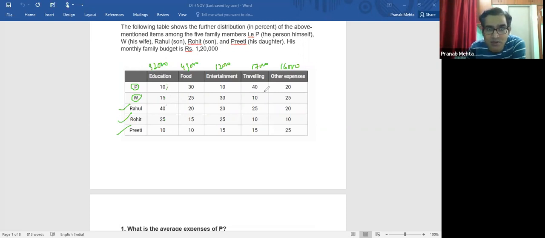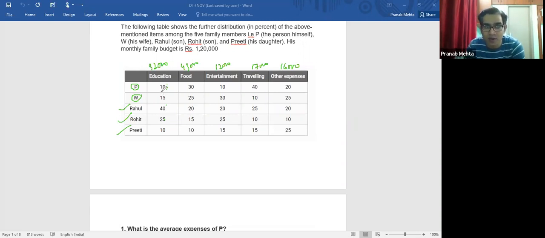Now look, this is the place where your calculation will be important. If you are good with calculation, this is the place where it will show. I'm going to show one calculation, and the rest of the data you are going to fill in, and you are going to fill it fast. All right. So I'll show one calculation.